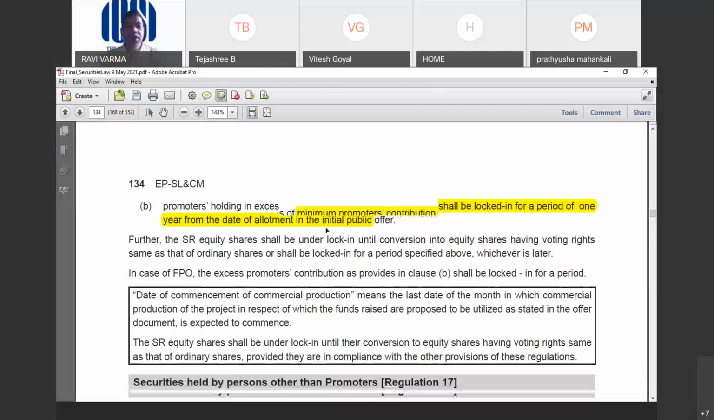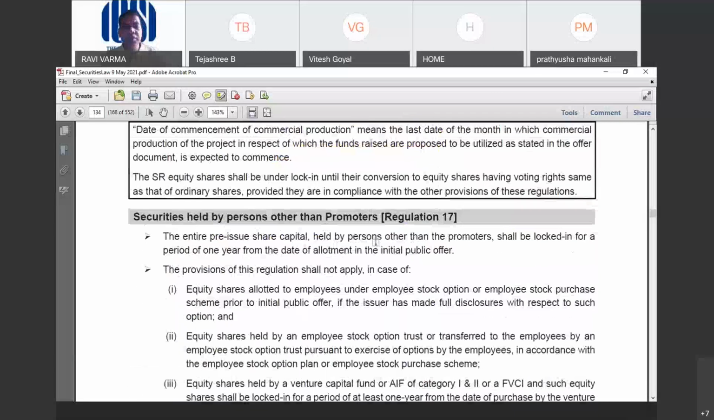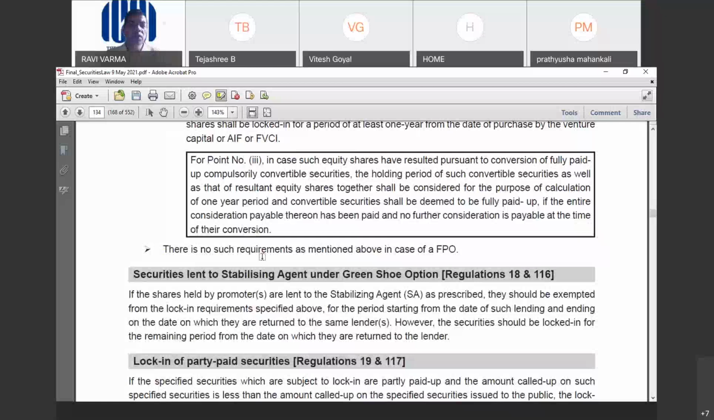Now go down and you will understand what about the securities held by persons other than the promoter. I told you for them also there will be a period of 1 year because they are holding securities other than as promoters. These are the lock-ins. Now what will happen, sir? Is this lock-in also applicable when you were talking in the morning about the green shoe option, that some shares will be given to the stabilizing agent? So they will also be required to follow this lock-in period?